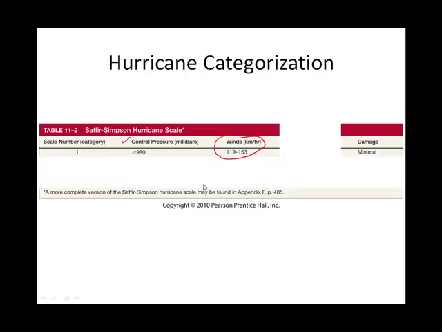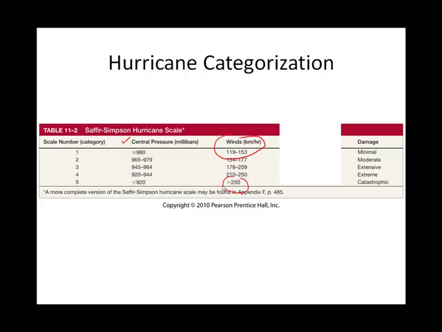So our Category 1 is the weakest of the hurricanes or tropical cyclones, and they need to have a minimum wind speed of 119 kilometers per hour, I was going to say miles, but 119 kilometers per hour, in order to be upgraded from a tropical storm to a hurricane. At the other end of the spectrum, in order to be a Category 5 hurricane or tropical cyclone, it needs wind speeds of greater than 250 kilometers per hour. Isn't that crazy? Then we have categories 2 through 4 in between.